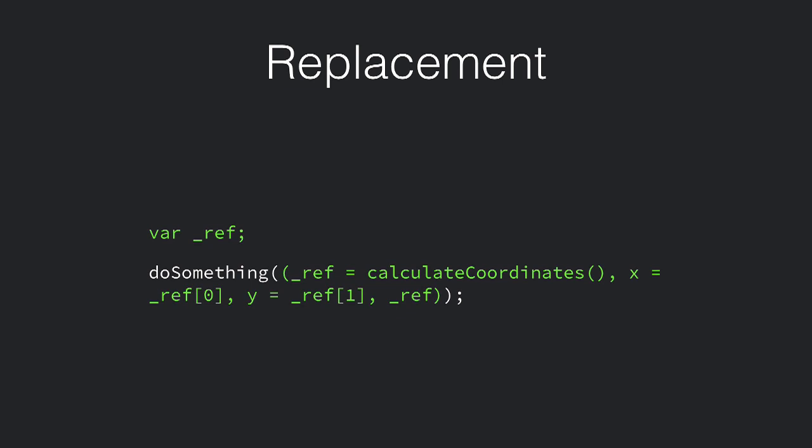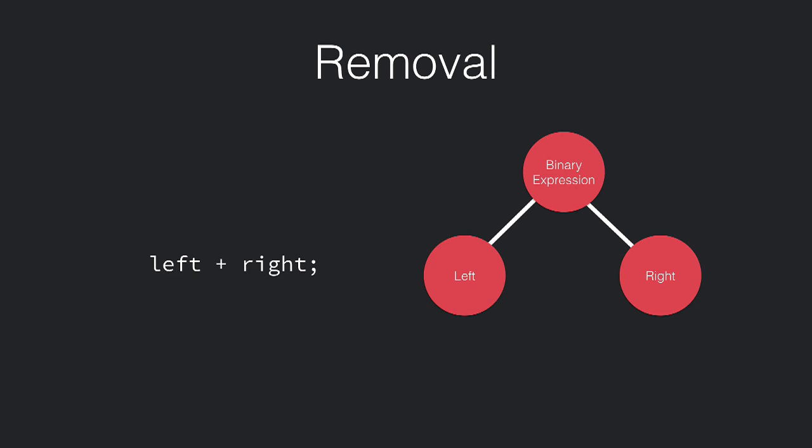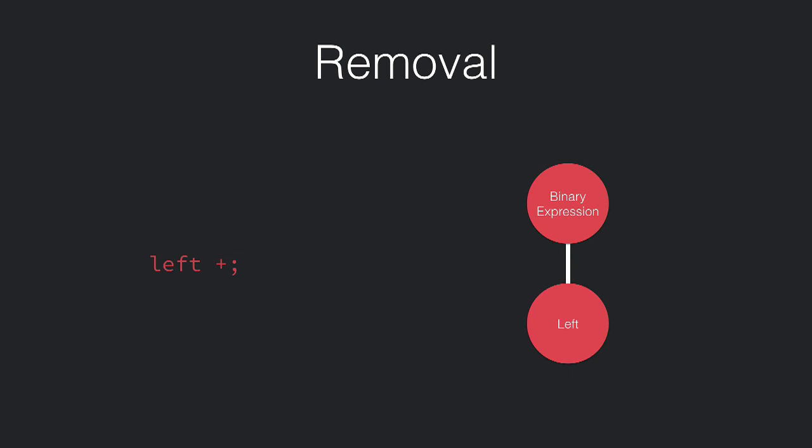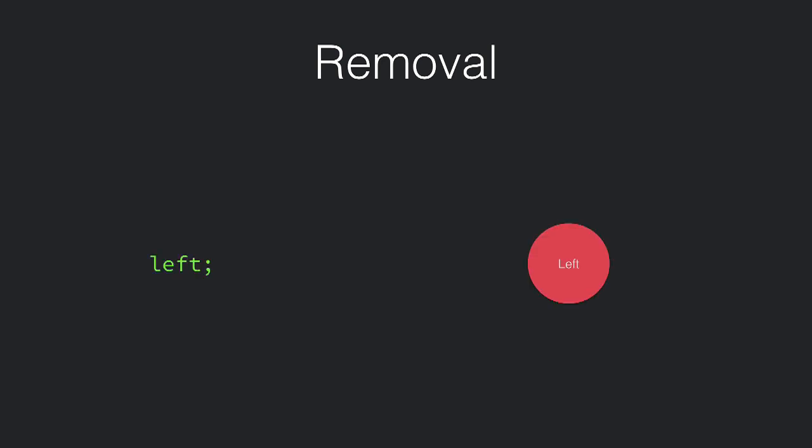This is also handy for removal. You've got a binary expression where you're adding the left and right hand side together. If you wanted to remove the right hand side, you would typically end up with something like this, which is also invalid. But since Babel is aware of what JavaScript means, it knows that you're replacing one side of this binary expression and that it would result in invalid code. It just turns it into the left hand side.